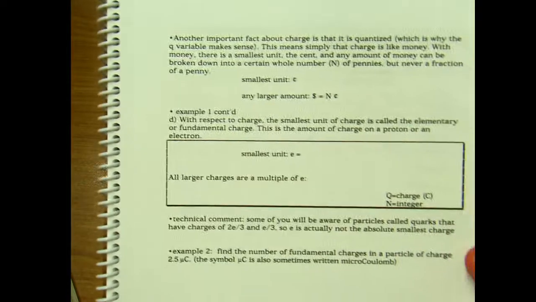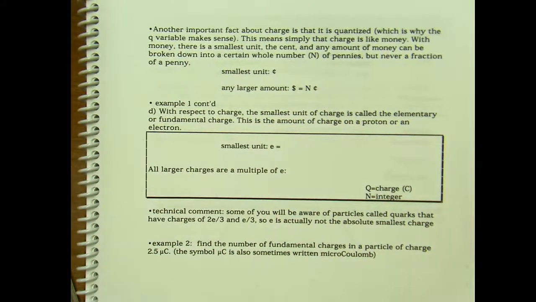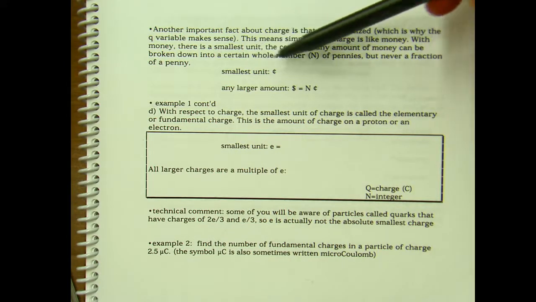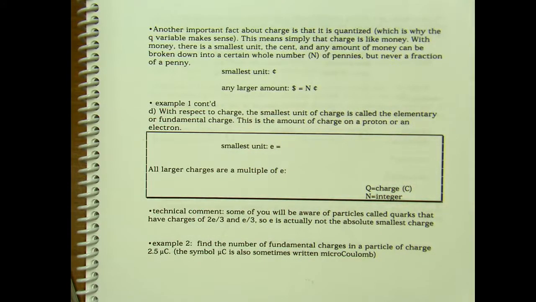So another important fact about the charge is that it is quantized, which is why having a variable like Q makes sense. These things only come in certain sized blocks. You can't have partial amounts of charge. This means simply that charge is like money. With money, there is a smallest unit, the cent, and any amount of money can be broken down into a certain whole number of pennies, which we used to have but don't anymore. But never a fraction of a penny. You can't split it down even further when you're dealing with change. So the smallest unit there is the cent.